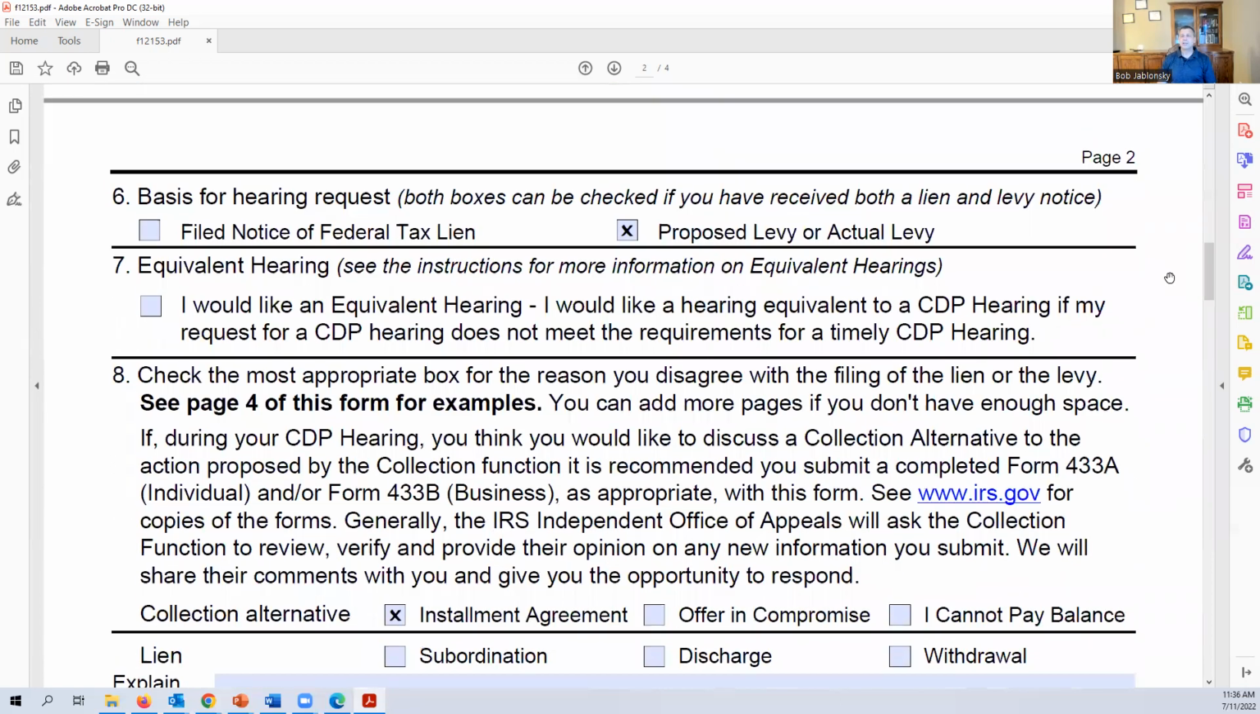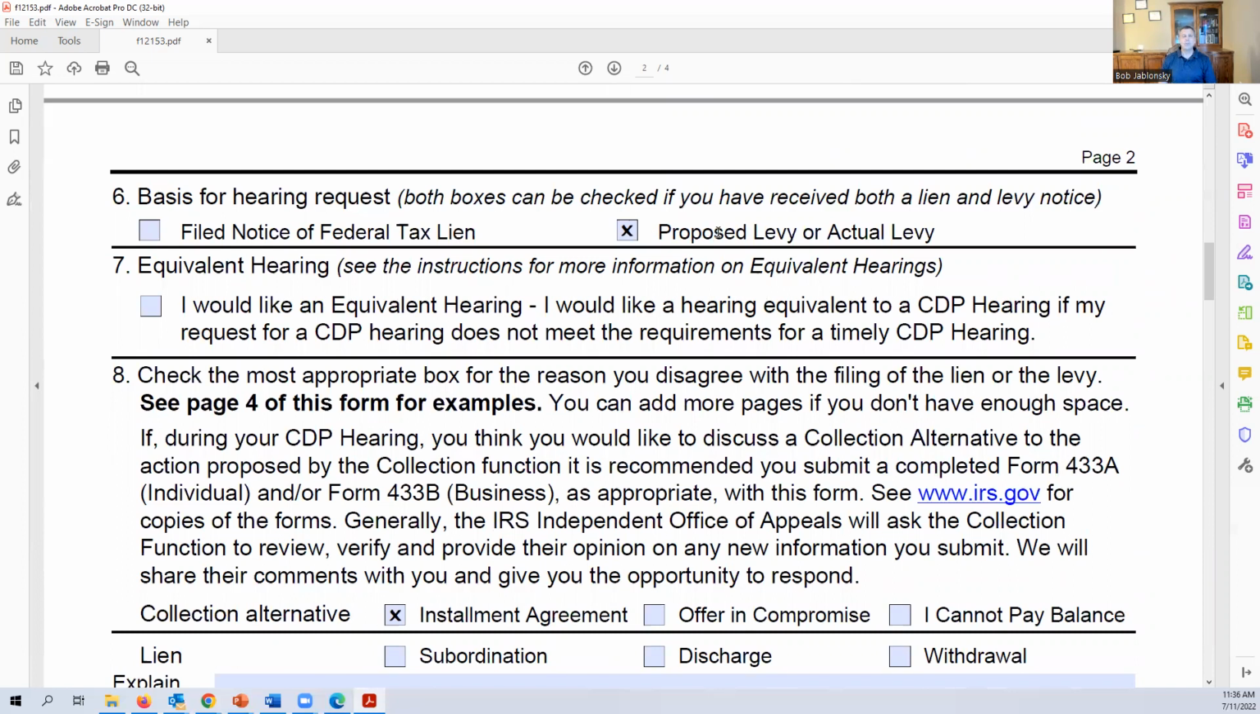We'll go to section 6. And what's the basis for a hearing? You can check both or one. Let's say you received a notice that a federal tax lien was filed against you. You received that notice, and now you want to go to appeals and have your case heard. You would check this box.